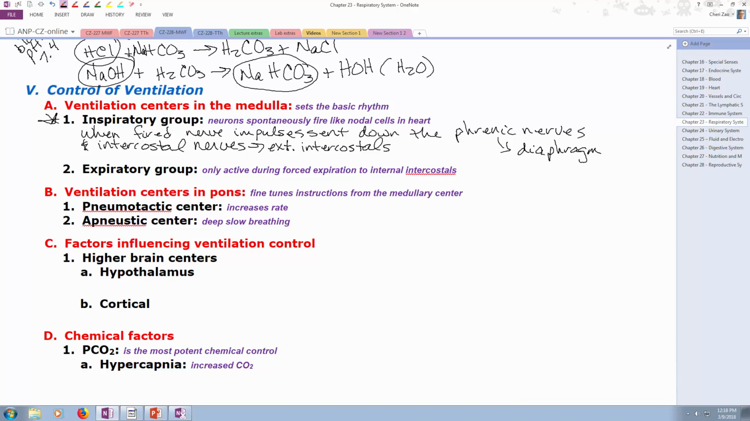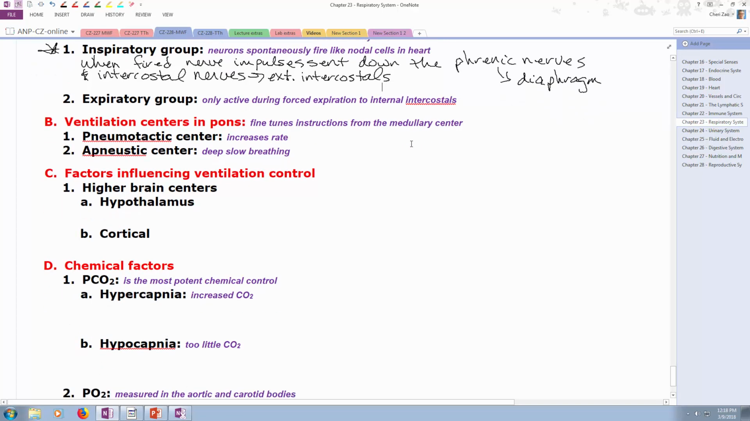We do have an expiratory group. It's not actually very active, and it's typically only active during forced expiration, where we're contracting our internal intercostals, trying to actually pull down the rib cage, decreasing the dimension of the thoracic cavity via that mechanism. There are also ventilatory centers in the pons. Remember that the medulla oblongata is the base of the brainstem. After that, we get the spinal cord. Going cephalad or superiorly from the medulla oblongata is another area called the pons, which is actually just a bridge.